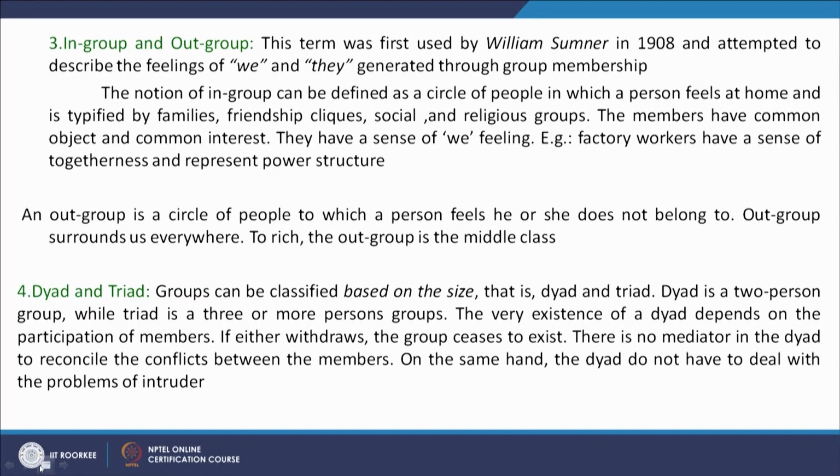And the fourth is dyad and triad. That means groups are also classified based on the size. If it is based on the organization, it is based on membership, then groups are also classified based on the size, depending on the number of members in any group. So it can be classified based on the size, that is dyad and triad.